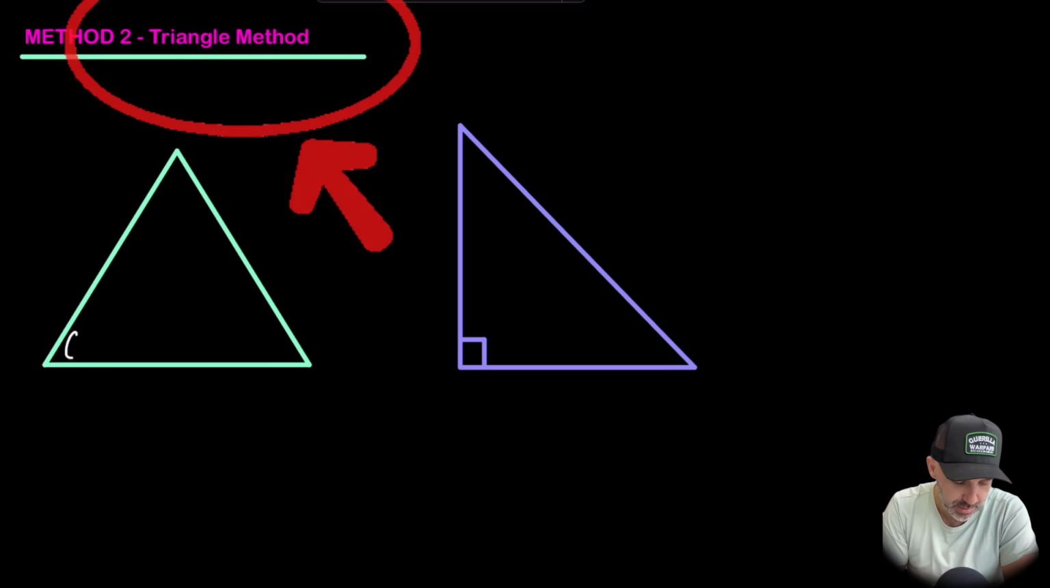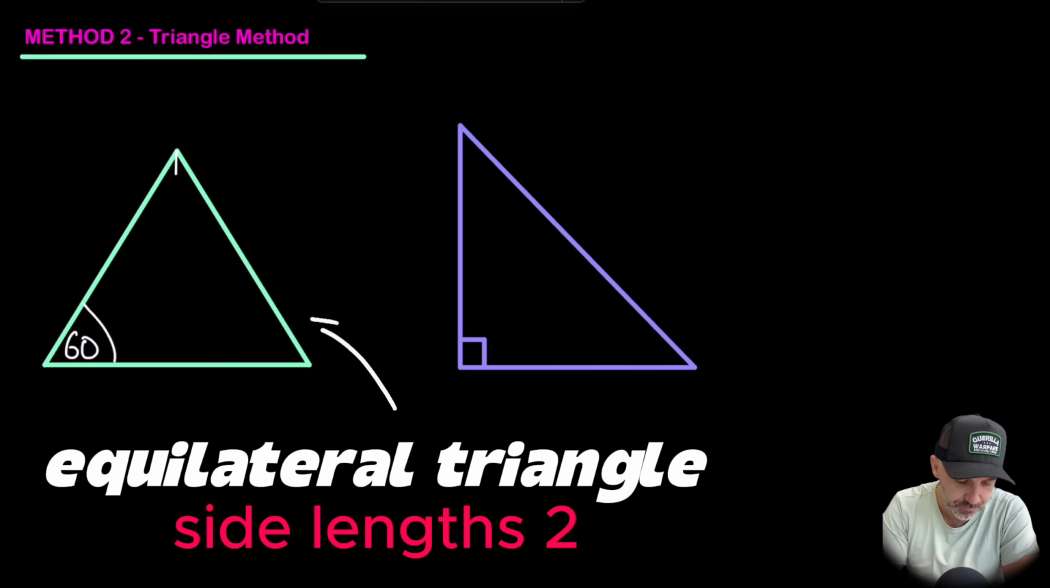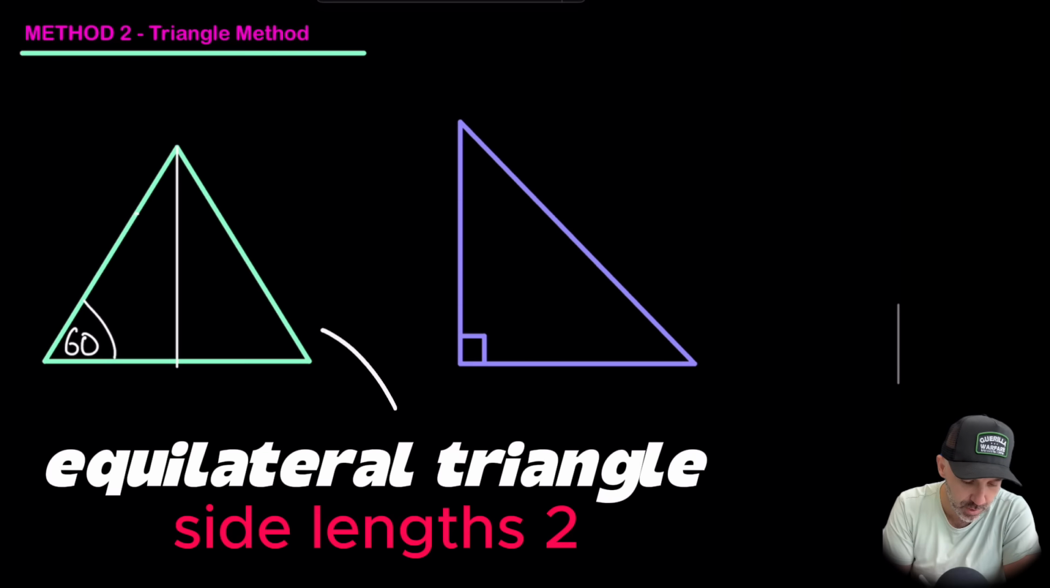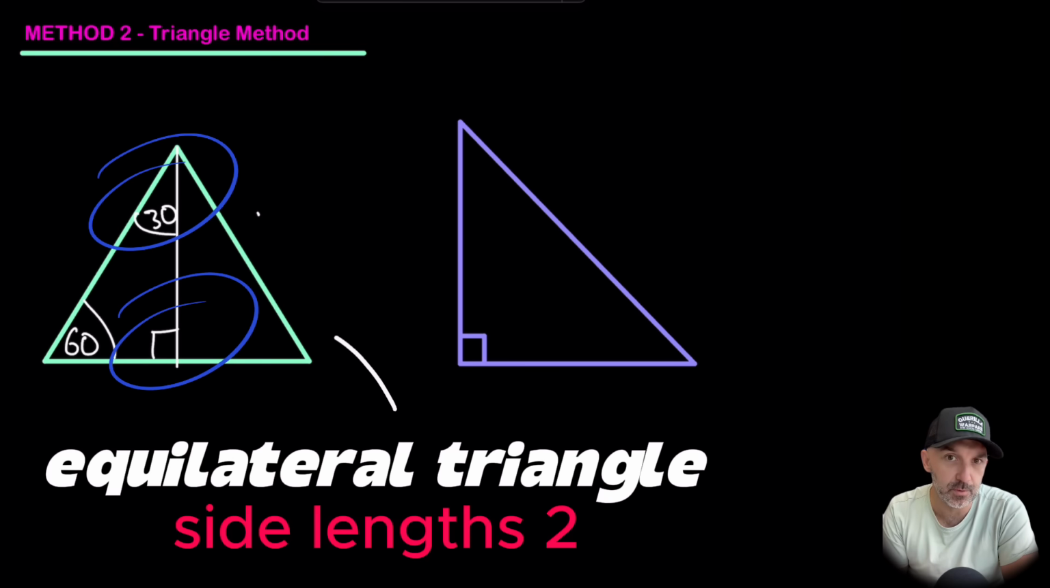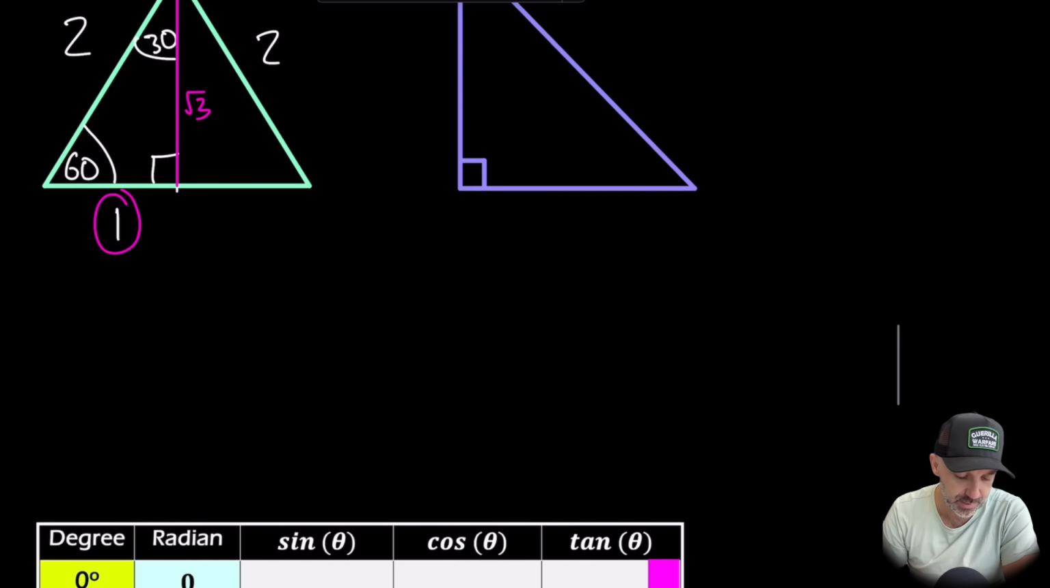Method 2 is the triangular method. Slightly different approach here. If we had a 60-degree triangle, so that's pi over 3, we can split that triangle in half. Now, this is an equilateral triangle, so this would be 30 degrees and this would be 90. The triangle has sides 2, and because I've cut that in half, that will be 1. Now all I need you to do is find the side here that I'm indicating in pink. Using Pythagoras, a squared plus b squared equals c squared, we get that as root 3.